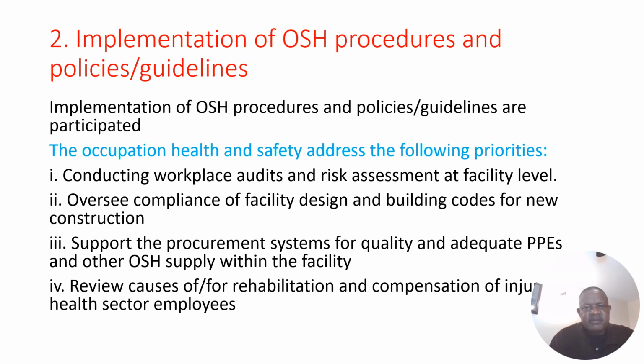And then we say implementation of occupational health safety procedures and guidelines. Implementation of these procedures and guidelines are conducted through one, conducting workplace audits and risk assessments at facility level, overseeing compliance of facility design and building codes for new construction, and then support the procurement systems for quality and adequate personal protective equipment and other occupational safety and health supply within the facility, and then review causes for rehabilitation and compensation of injuries and health and to employees.